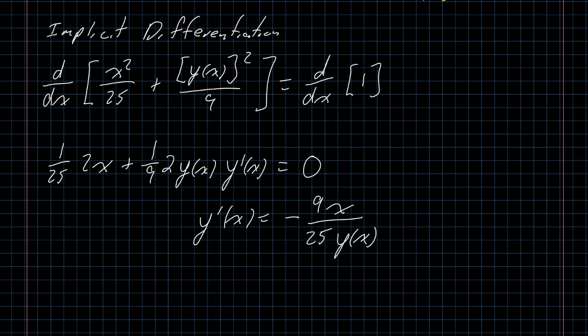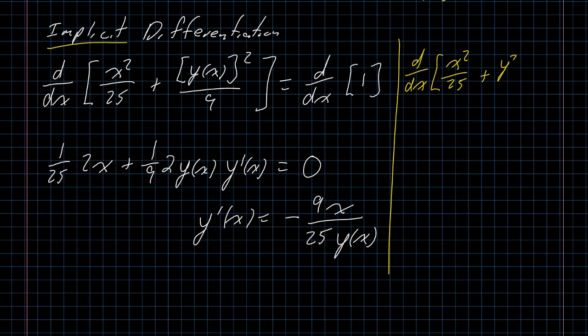Now, that in and of itself was quite messy. What makes it even messier is that when we're doing implicit differentiation, we never write out the "of x." We always omit it because it wasn't there in the original problem. So we say we're going to take the derivative with respect to x of x squared over 25 plus y squared over 9, and we say that that's going to be equal to the derivative with respect to x of 1, same as we had before.